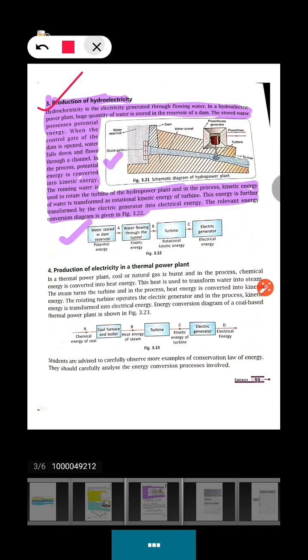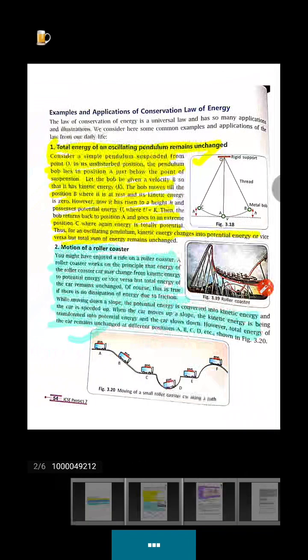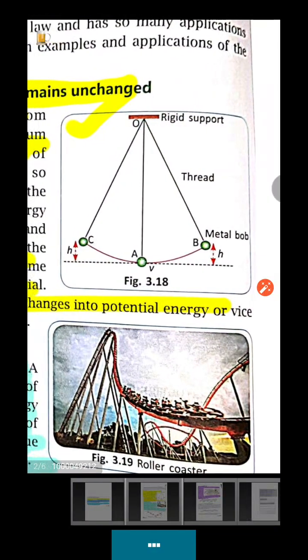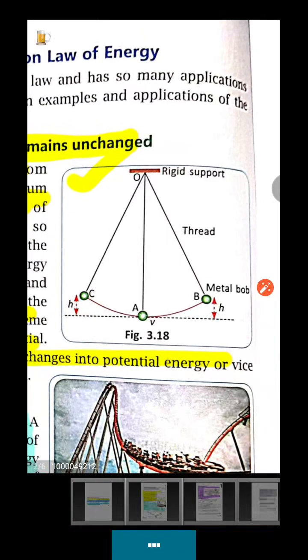Along with the figure, suppose you are writing the first example, total energy of oscillation of pendulum remains unchanged, totally write the yellow highlighted part along with this figure. This figure 3.18, write it as figure 3.